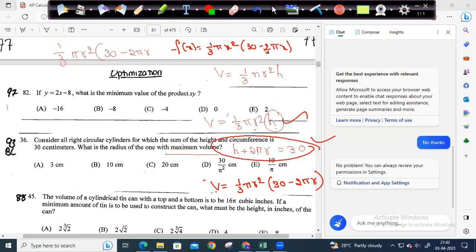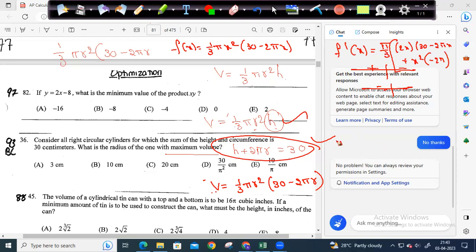So find f dash x. If the function is very difficult, you can also use f dash x: if it changes from positive to negative, relative maxima, and negative to positive, relative minima. So find f dash x. Pi by 3 is one factor, x square derivative is 2x. 2x into 30 minus 2 pi x plus x square into the derivative of 30 minus 2 pi x, which is minus 2 pi.